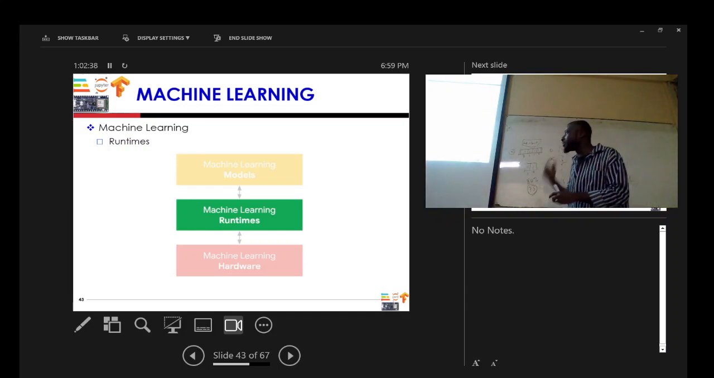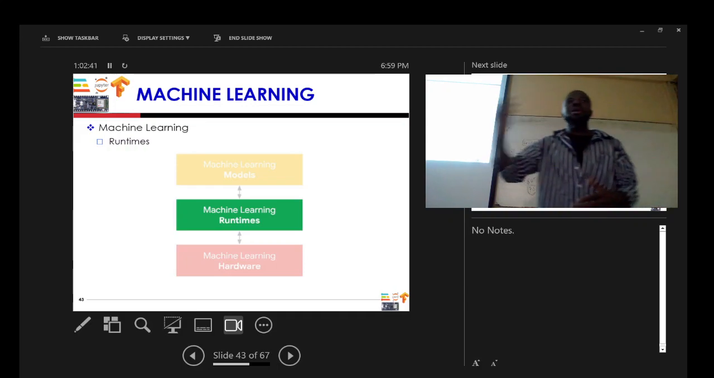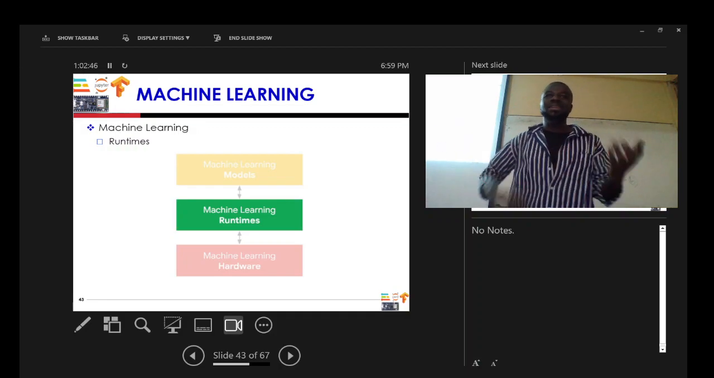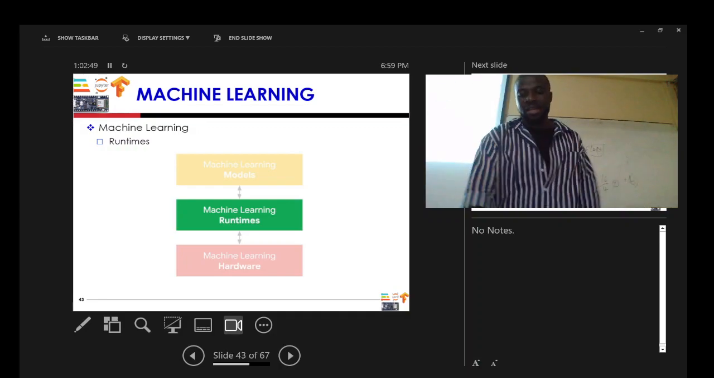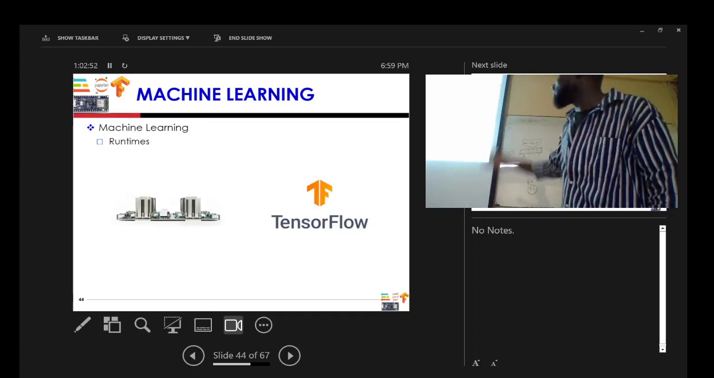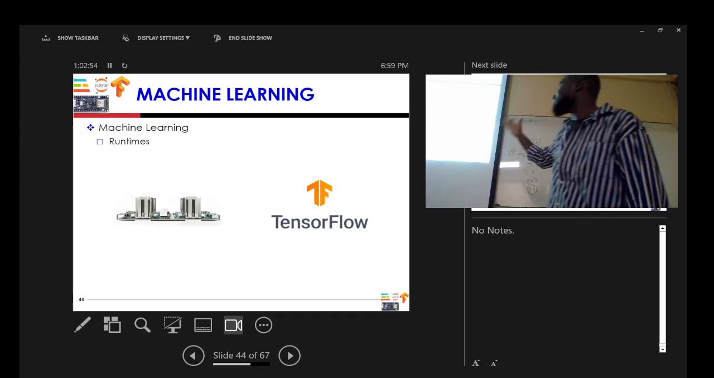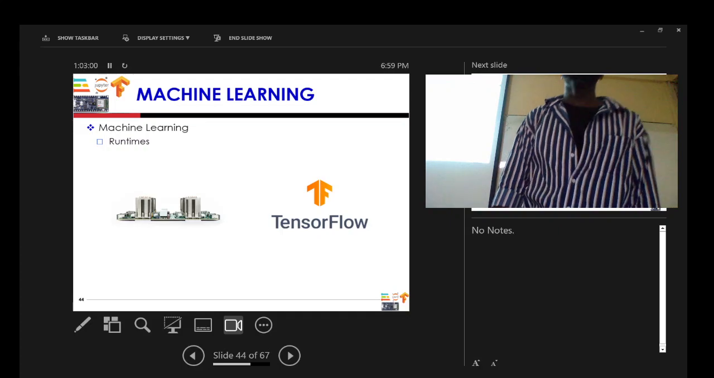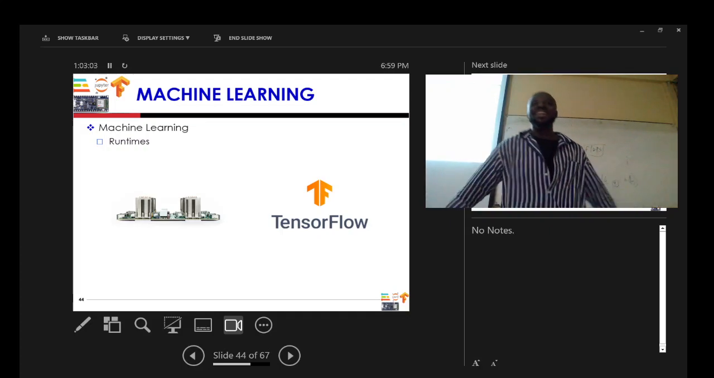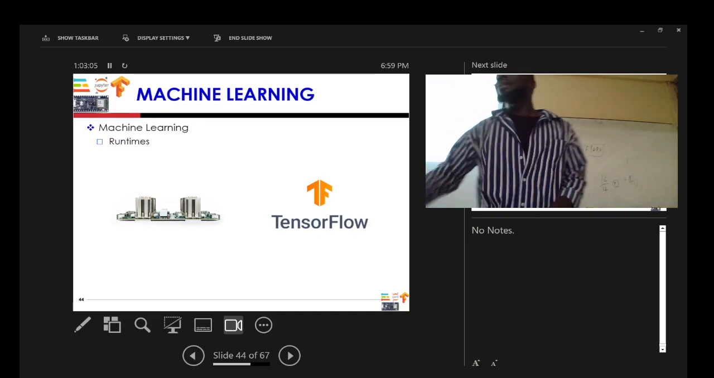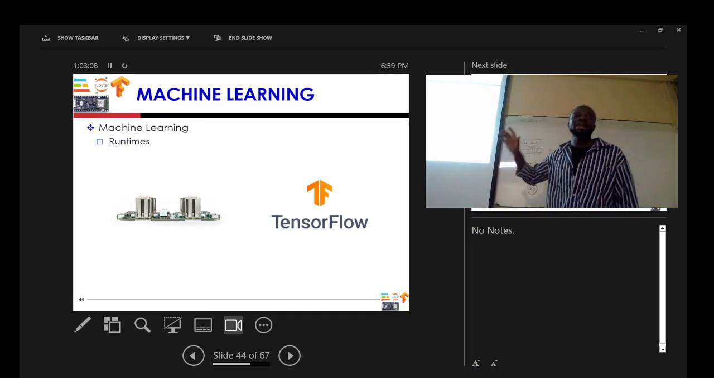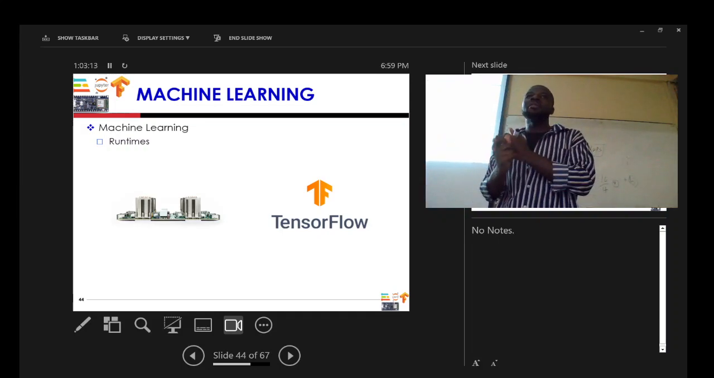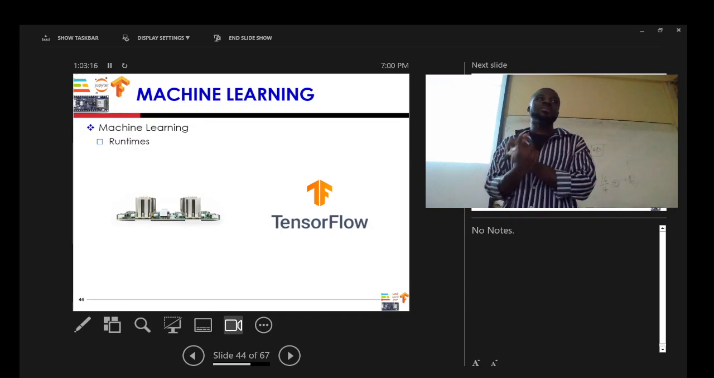So now we know the algorithms, but how do they run? They use what are called runtimes, some kind of frameworks to run the algorithms. One of the frameworks we use to run machine learning algorithms is TensorFlow. Have you heard it before? Yes. So we have the TensorFlow framework. It's a software library used to design and train machine learning algorithms and sometimes to deploy them.